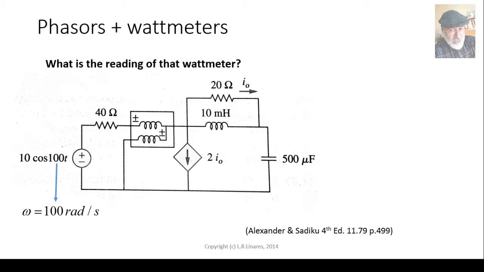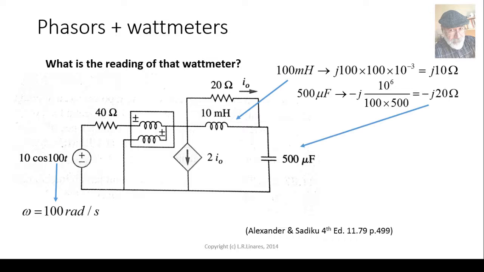First of all, we're going to find what omega is in that circuit from the source, 100 radians per second. And we'll use that value to represent the inductance, 10 millihenries, as an impedance, j10 ohms, and the capacitance by another impedance, negative j20 ohms. We are ready.